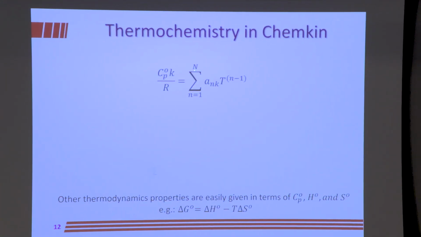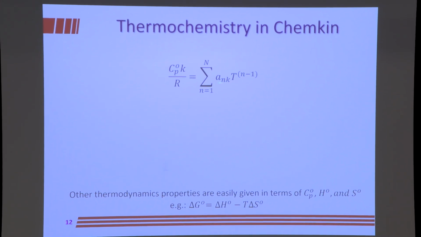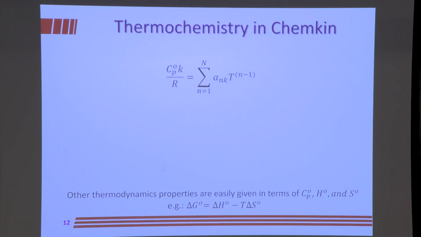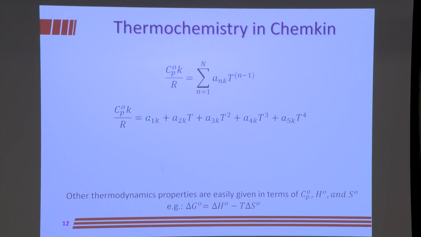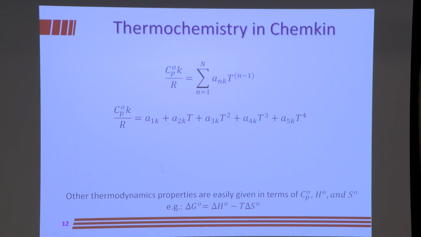All right. So here we have Cp over R is the sum from n equal to 1 to 5 of An times T to the n minus 1. Okay? And so if we expand this, we have Cp over R is equal to A1 plus A2 times T plus A3 times T squared plus A4 times T cubed plus A5 times T to the 4. Okay? So with 5 different parameters, we can determine the heat capacity at any temperature, right?